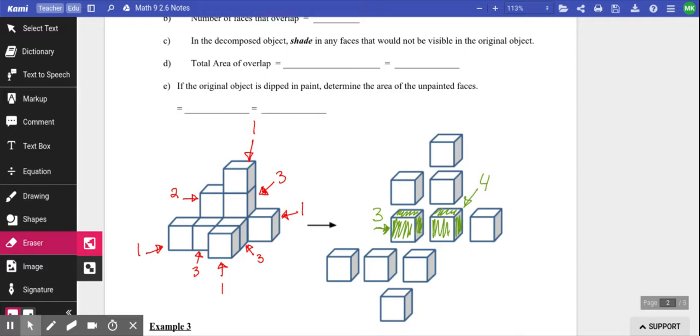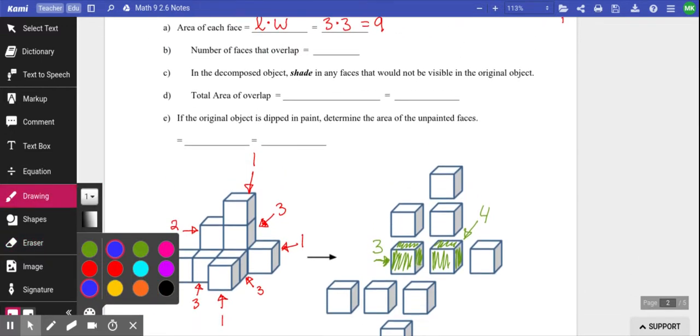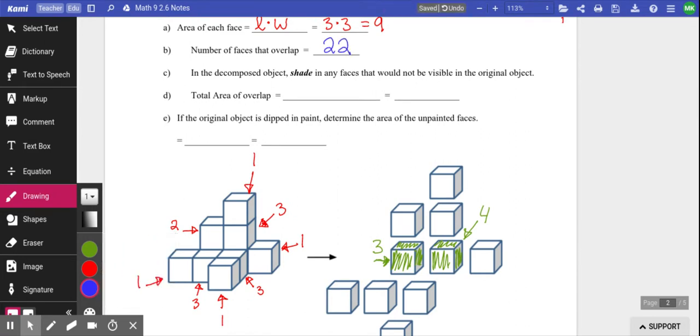Now, if you want to figure out the number of overlaps, you're just going to add all those numbers. So 1 plus 2 plus 3 plus 1 plus 3 plus 1 plus 3 plus 1 plus 3 plus 4. If you throw it all on your calculator, you get 22. Maybe that's a better way to do it. In the future, that's probably how I'm doing it. I like that system.